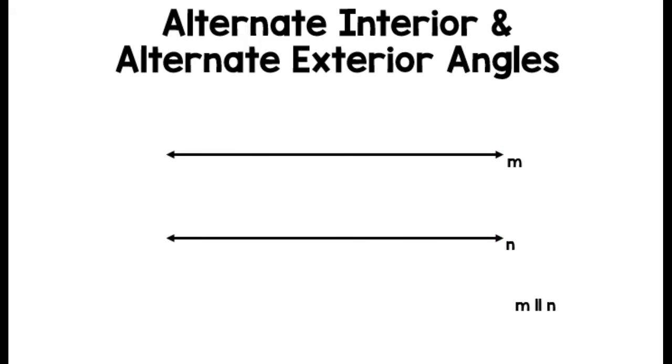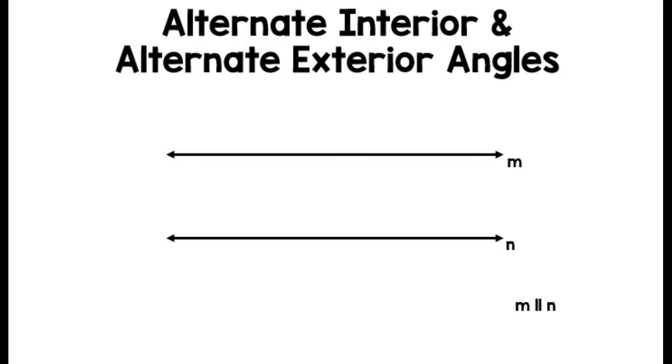Today we're going to talk about alternate interior and alternate exterior angles. And the first thing that I want to do is to get familiar with some parallel lines. So here before you we have line M and line N. These two lines are parallel.